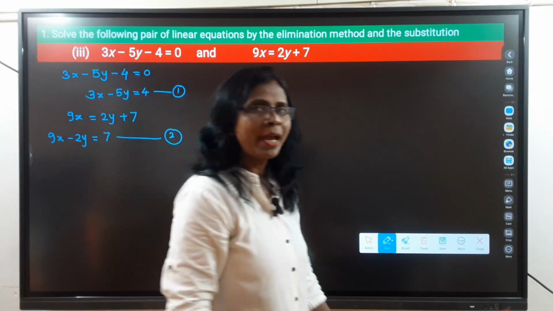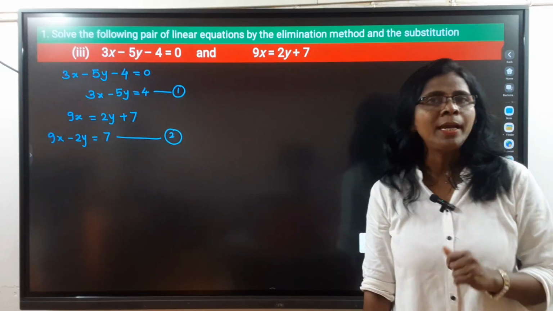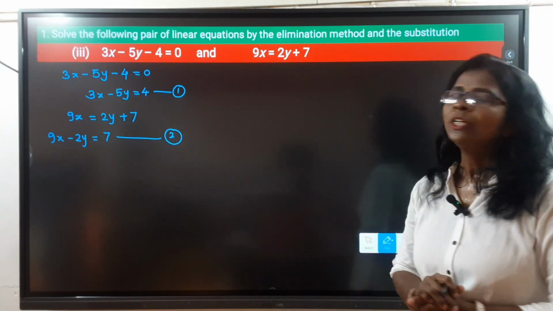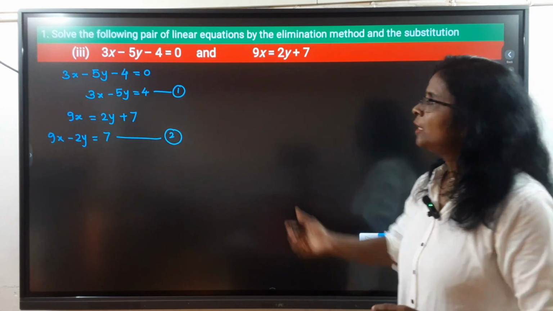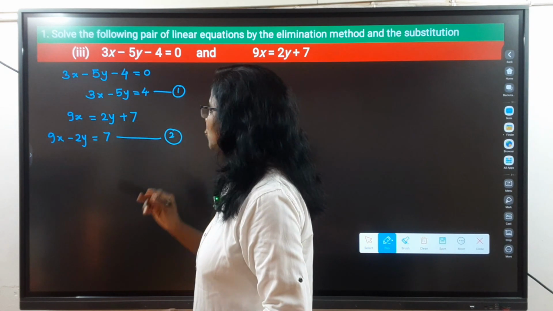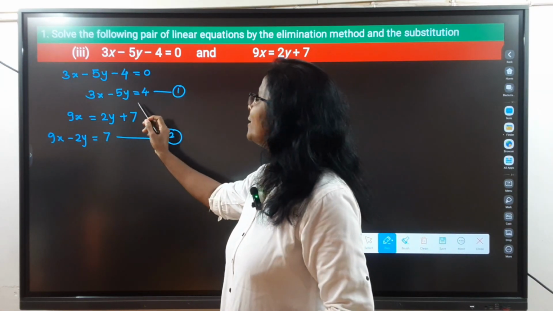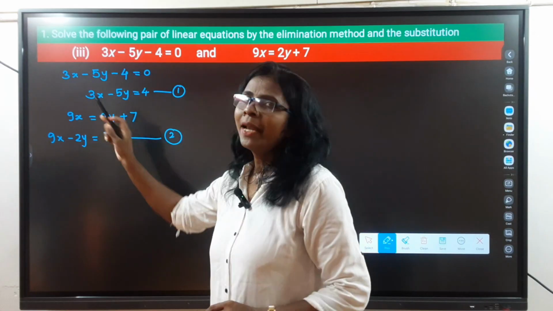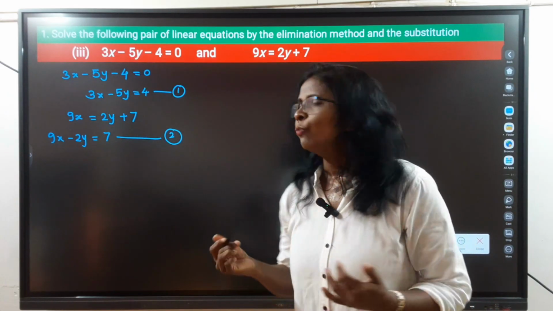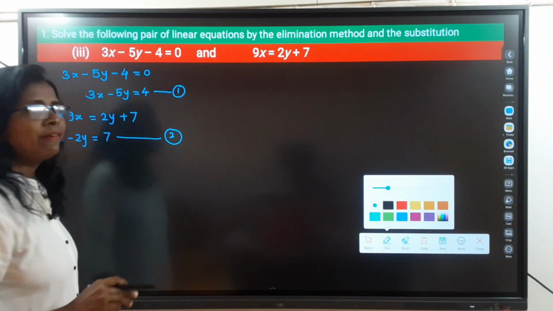Now here students, we have two equations and we have to solve these two equations with the help of the elimination method. So first observe the coefficient of the variables x and y. In the first equation, the coefficient of x is 3 and in the second equation, the coefficient of x is 9. So multiplying both sides by 3, we can get 3x as 9x, so we can equate the coefficient. So the first process is equating the coefficients.